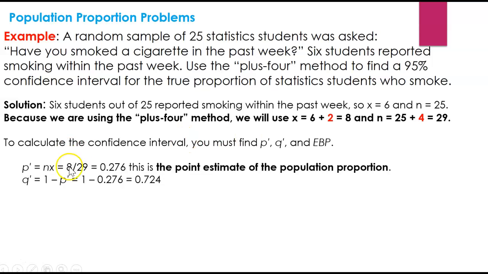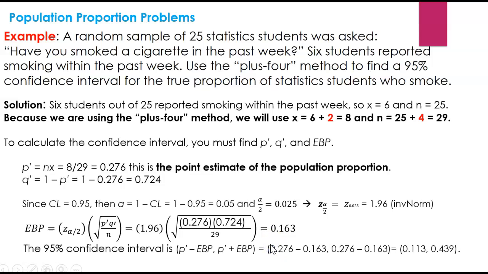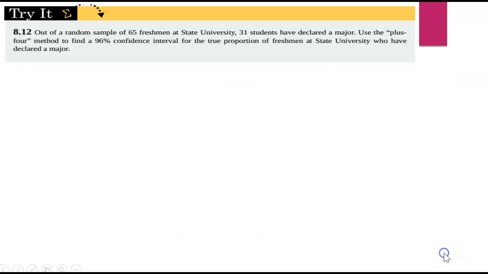P prime is going to be 8 over 29, which is 0.276. This is the point estimate for the population proportion. Q prime is equal to 0.724. Since our confidence level is 0.95, z of 0.025 is going to be 1.96. Our EBP is going to be 1.96 multiplied by the square root of 0.276 times 0.724 over 29, which is 0.163, and this gives us a 95% confidence interval of 0.113 to 0.439.